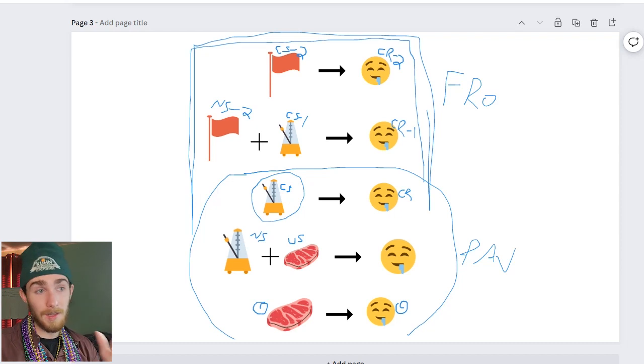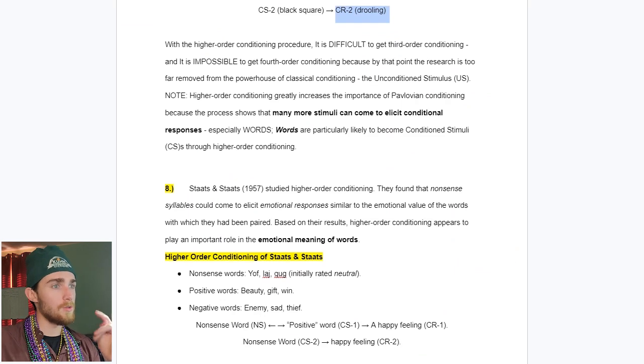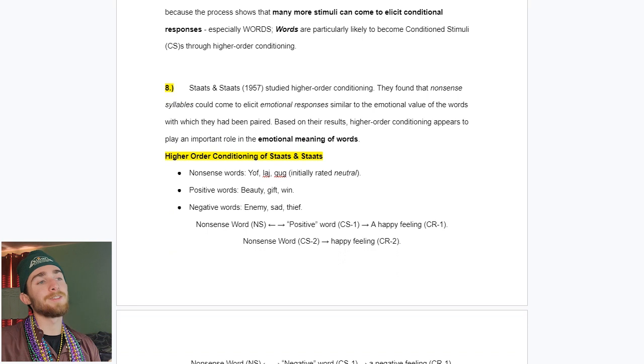This may look like a lot. I hope it helps. All right, back on track. When I last left off, we were talking about words. So Staats and Staats, they studied higher order conditioning. They are the people who studied words.